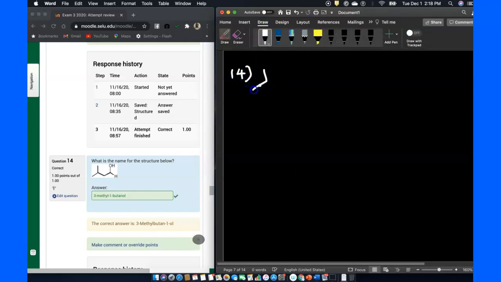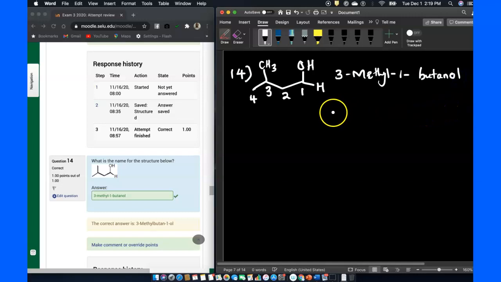Question 14. You are given an alcohol. Whenever you want to name an alcohol, prioritize the carbon bearing the alcohol. That's our numbering. We have a methyl group on carbon 3. So the name is 3-methyl. And then you have to specify the position of the alcohol. It's on carbon 1. And the chain has 4 carbons, so it's but, and then it's an alcohol, so butanol. So that's the name for 14.